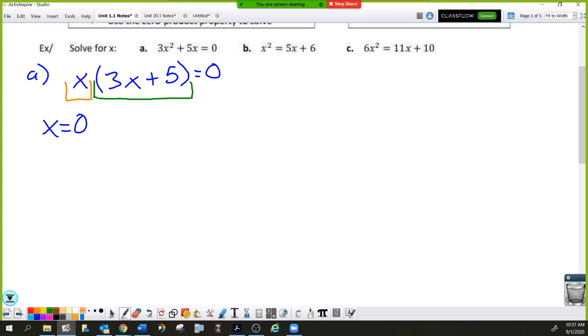And now you would set the green thing equal to 0. So 3x plus 5 equals 0. And then you just solve for x. So subtract 5 and divide by 3. Really easy, really straightforward, algebra 1/2 type stuff. 2 answers. All right, cool.